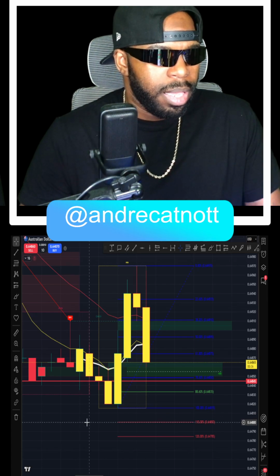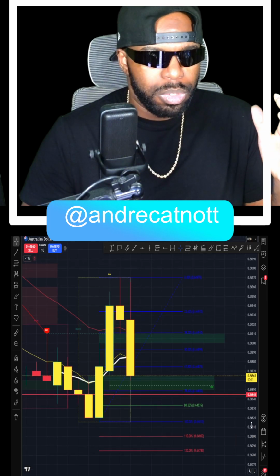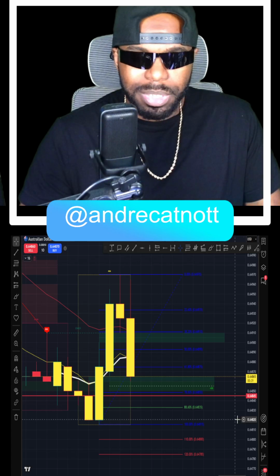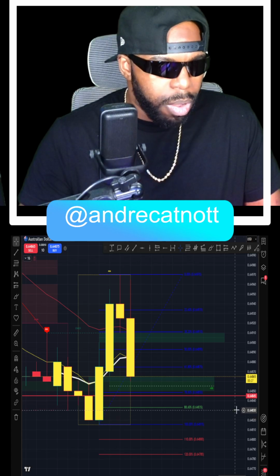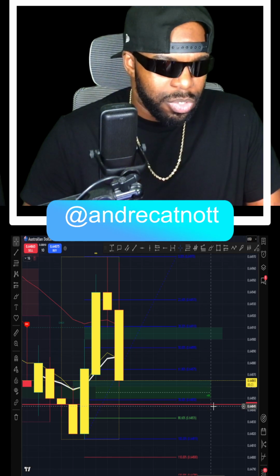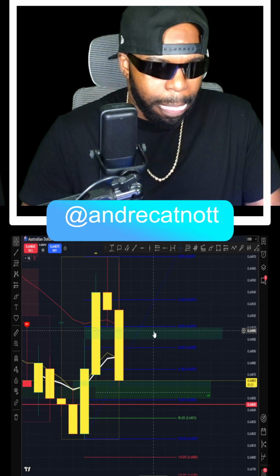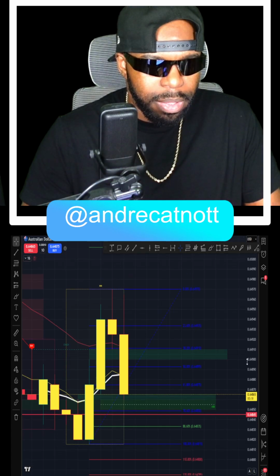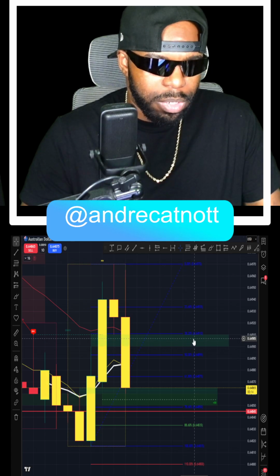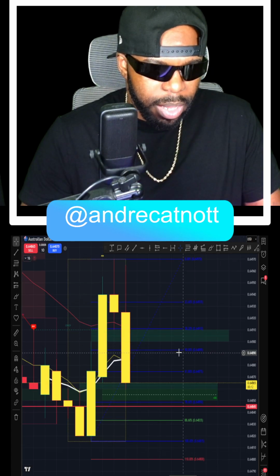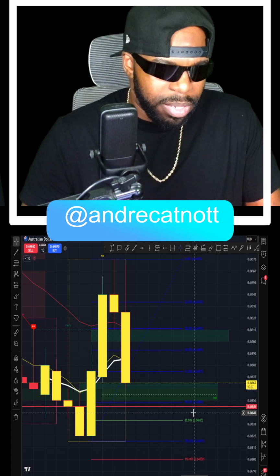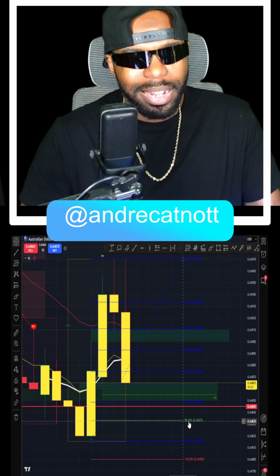One of the reasons I like to use the Fibonacci retracement is that you can get some sniper entries off of these levels. On these key levels, as you can see, there's the 20% level, the 23.6 level here, the 38.2 level here, the 50% level here, the 61.8 here, the 78.6 here, and then you also have the 88.6.